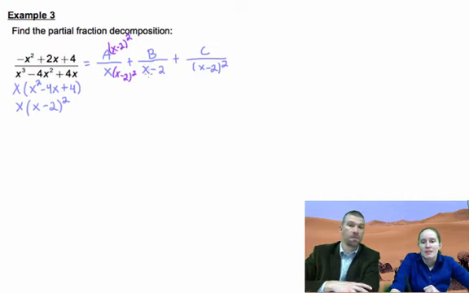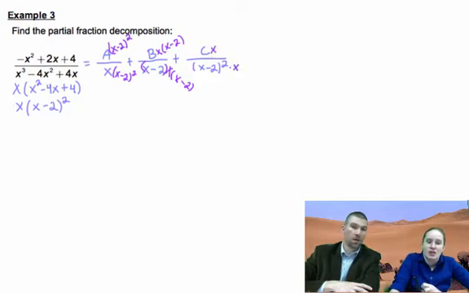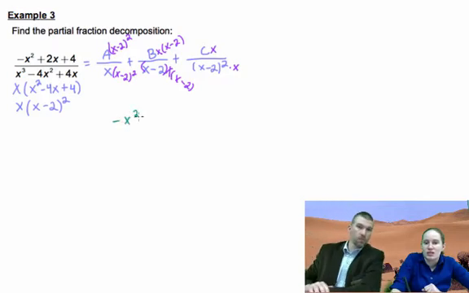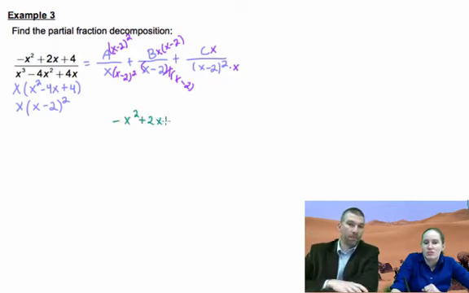This one is missing an x and an x minus 2. Missing one of each. This one is just missing the x. That one's almost the easiest to work with, actually. Okay, so now just taking the numerators, we have negative x squared plus 2x plus 4.